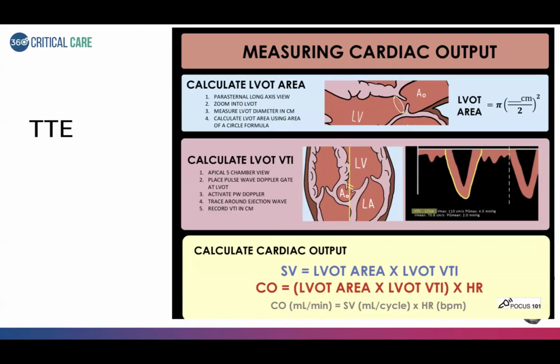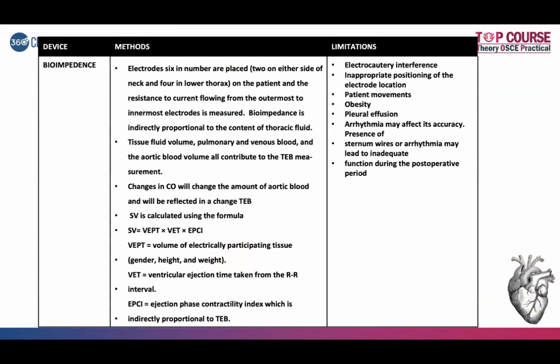Like you put at the 5-chamber view, where you put the Doppler wave at the aortic opening, and you see the velocity curve. So you got a VTI. Now you have an LVOT area, and you have the VTI, which is going to give us the stroke volume. Stroke volume is nothing but left ventricular outflow tract area into left ventricular outflow tract VTI. When you multiply this with the heart rate, you're going to get the cardiac output. So this is one of the non-invasive bedside measures which we can use for cardiac output monitoring.